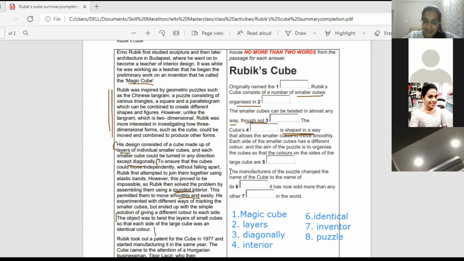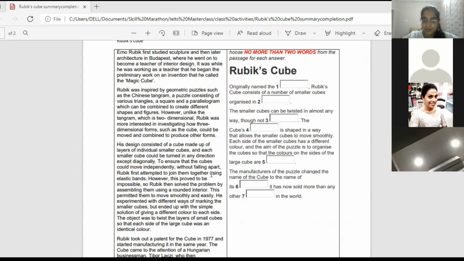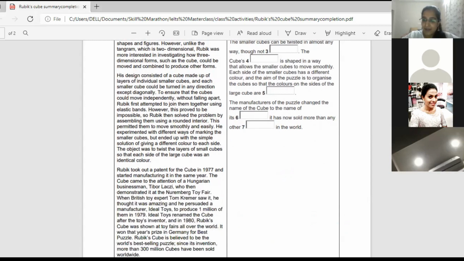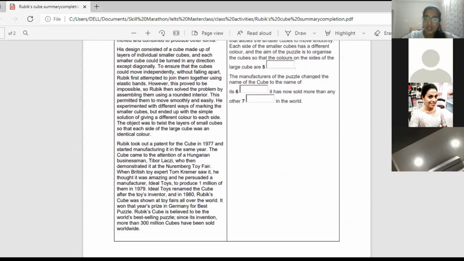Okay, and finally, it says the manufacturers of the puzzle changed the name of the cube to the name of its inventor. I will show you where it is. I have to clear my screen. Yeah. So in the last paragraph, it talks about how the Rubik's Cube was named after the toy's inventor. Now, I can't write the manufacturers of the puzzle changed the name of the cube to the name of its toy's interior. No, itself signifies Rubik's Cube or the toy. So the answer is inventor.